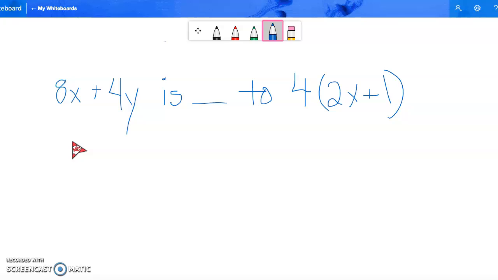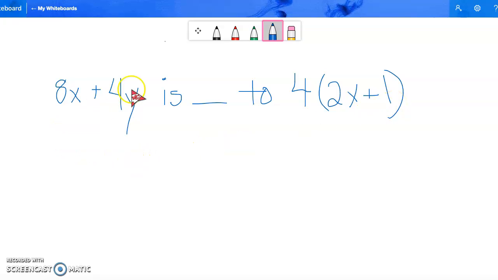So 8x plus 4y is blank 2, 4, and then inside the parentheses 2x plus 1. What you're supposed to do is figure out if 8x plus 4y is equal or not equal to 4 in parentheses 2x plus 1.